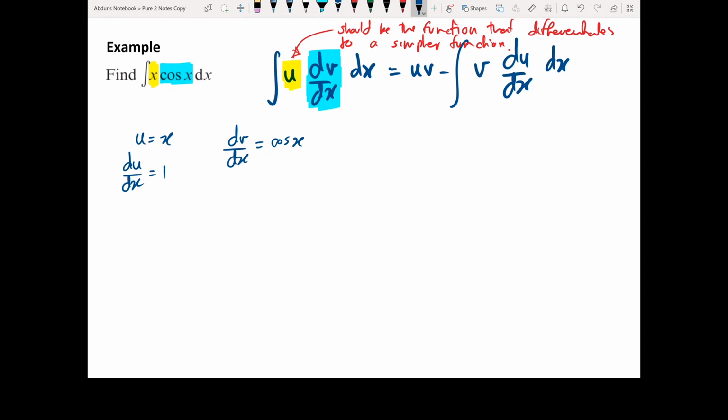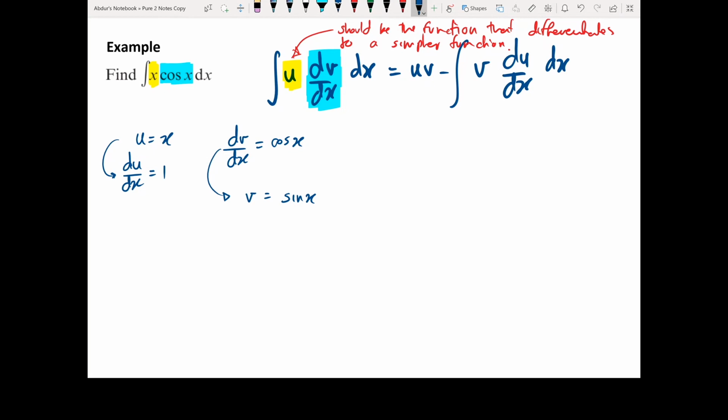Okay. So after you've chosen u to be x, we differentiate u to get to du by dx. And what we're going to do is integrate dv by dx to get back to what v would have been. So the integral of cos x. Well, we know sine differentiates to give us cos. So when you integrate cos, you get simply sin x. So we've got the integral of cos x written down here.